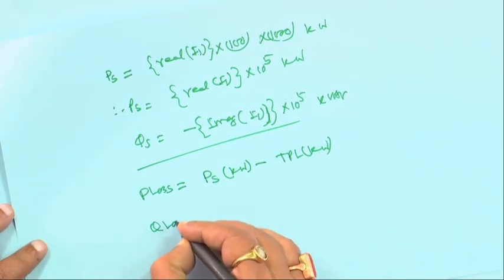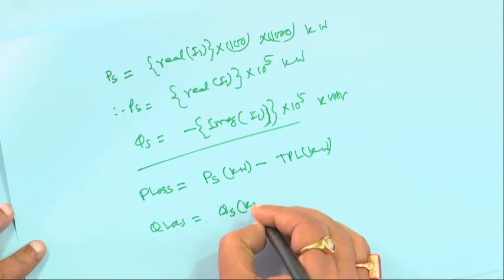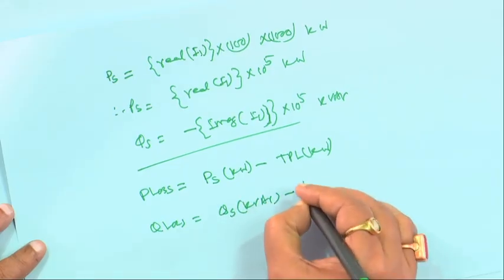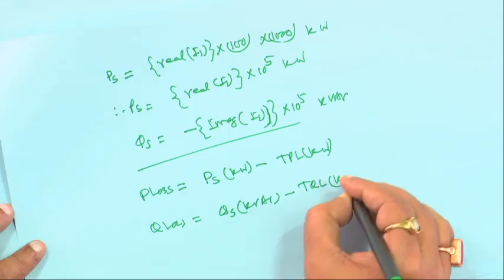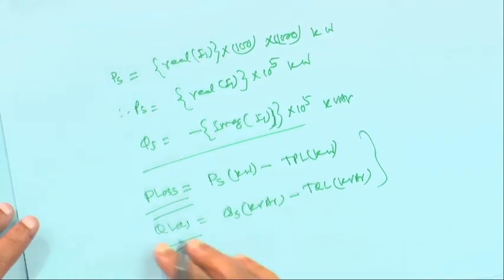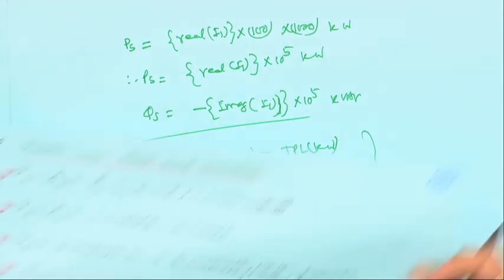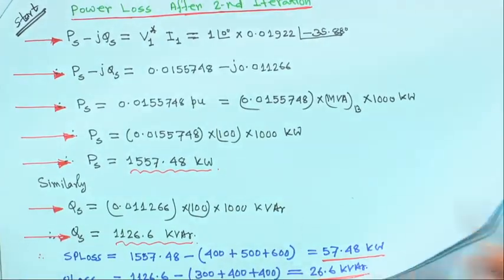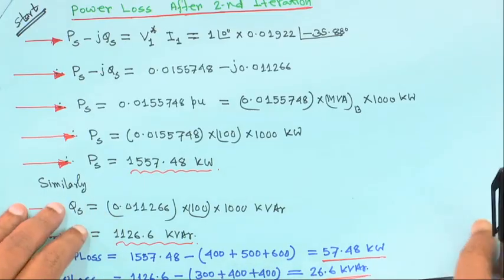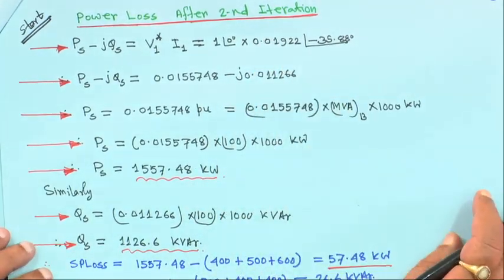Similarly, Q loss is QS, if it is in kilovar, minus TQL, also in kilovar. So this is P loss and this is Q loss. This way you can compute. In the same way, I have made it here for you, the power loss after the second iteration. Of course, this is not exact because we have to move for another one or two iterations.